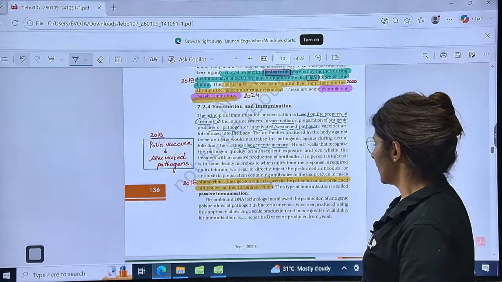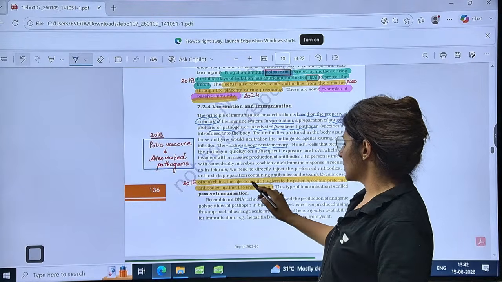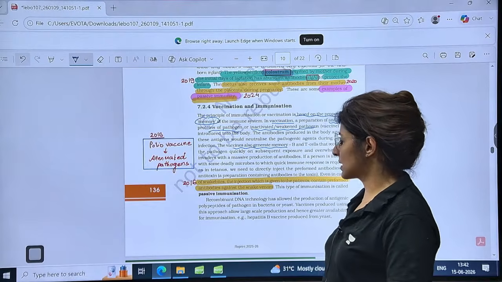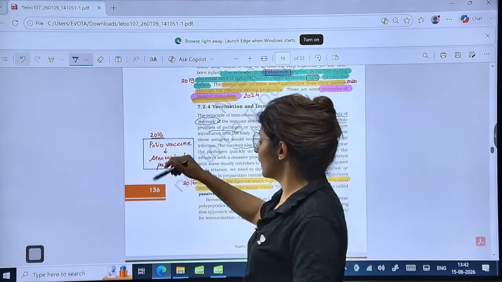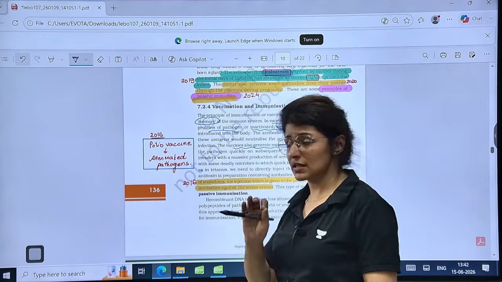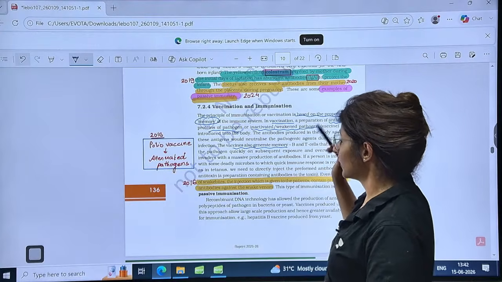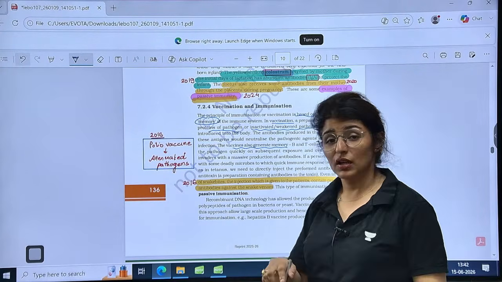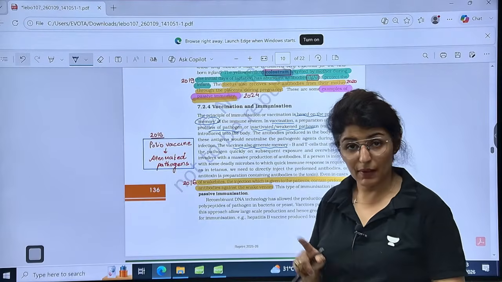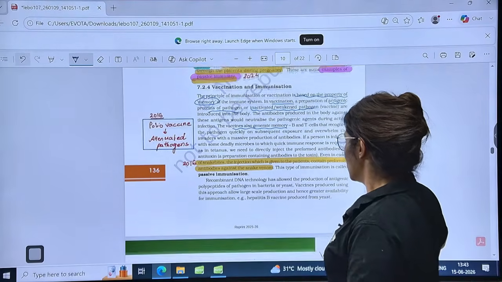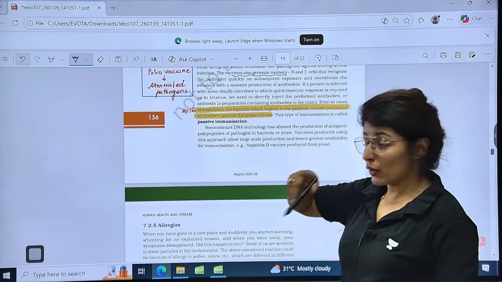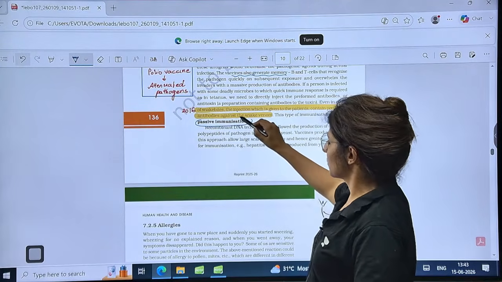Is that clear? Now, in case of snake bite, the injection given to the patient contains pre-formed antibodies against the snake venom. That is why any vaccine is an example of active immunity. Remember that, because you are just injecting the pathogen, and antibodies will be produced by the body itself. Clear to all? But when we are directly injecting the antibodies, this is called passive immunization. This is known as passive immunization.